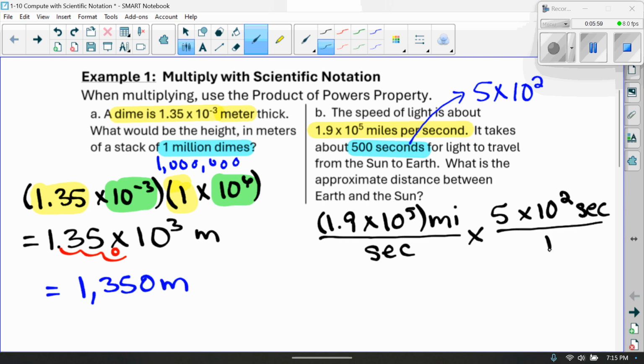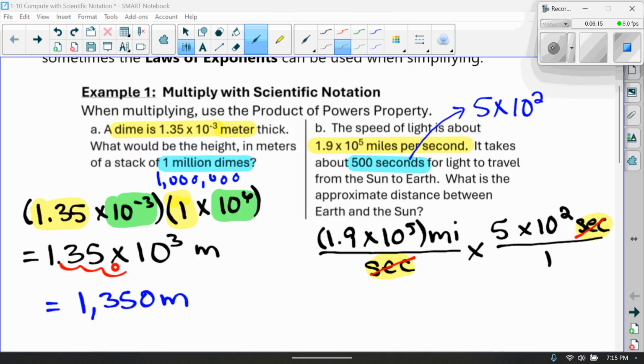Now we need to start simplifying a little bit. We're going to simplify the seconds. As you can see, there's seconds in the denominator, there's seconds in the numerator. So those cancel out. Now you can see that the only unit we have left is miles. And that helps because we want to know the approximate distance, so miles is what we're looking for.